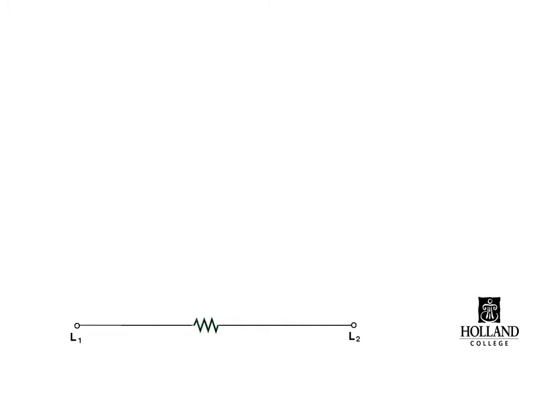Let's say we had a single resistor, and that resistor was 40 ohms, and it had 240 volts worth of pressure applied to it. Using Ohm's law, you could easily calculate that the current is going to be 6 amps.